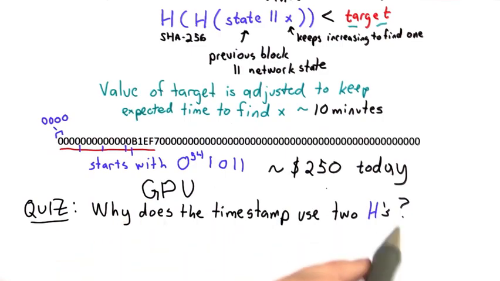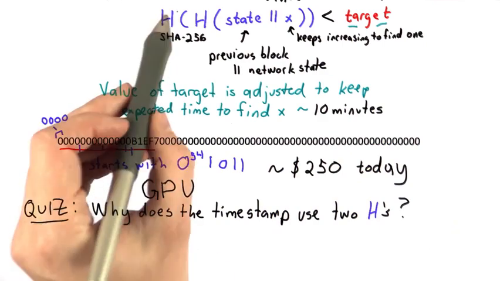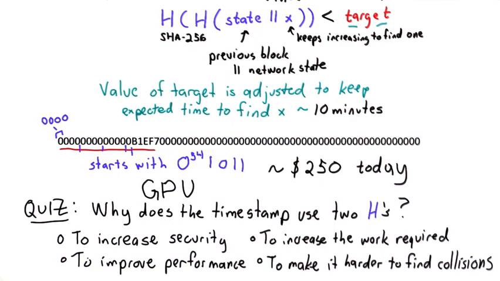So to see if this makes sense, I want to ask why the timestamp function, the one here to find the next block, uses 2 hashes instead of 1. Here are the choices. See if you can figure out which one would make the most sense as to why there are 2 hash functions here.